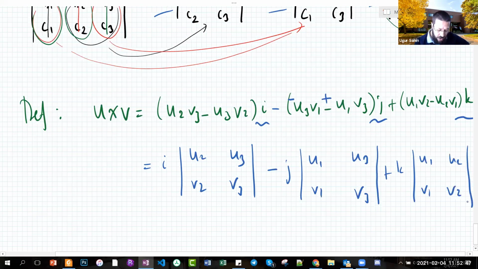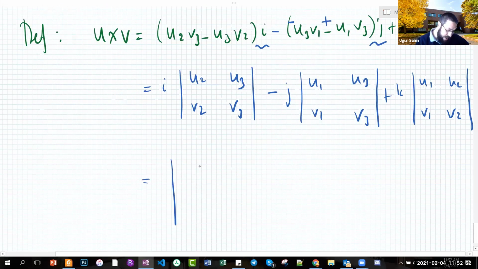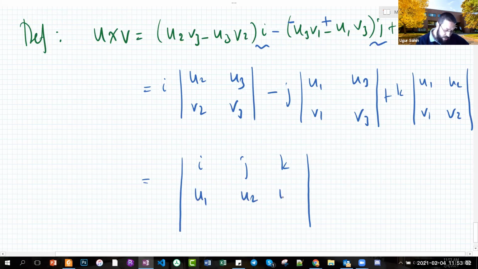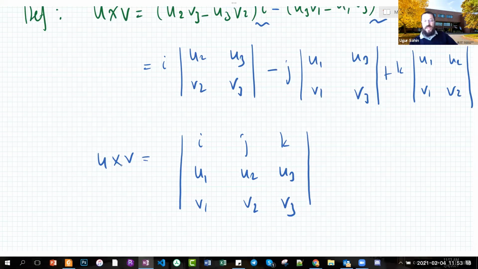As you know, this is given in the determinant in this way: I, J, K, and then U1, U2, U3, V1, V2, V3. So that is how the cross product can be given in another way. This is called the component form of the cross product, guys. Component form of the cross product.